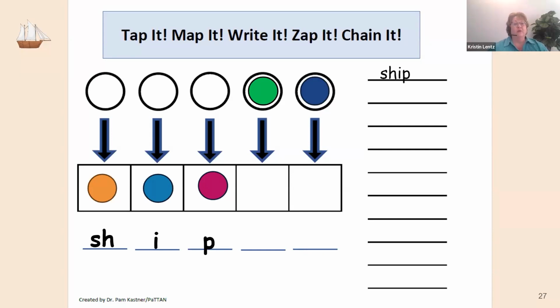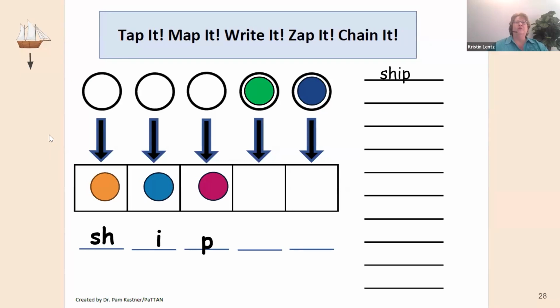So I'm going to write the word ship to the left or to the right. Then I'm going to say, now if I wanted to change ship to chip, right? Here's my picture of chip. So ship to chip. Which of these tokens am I going to change? I'm going to change the first token.